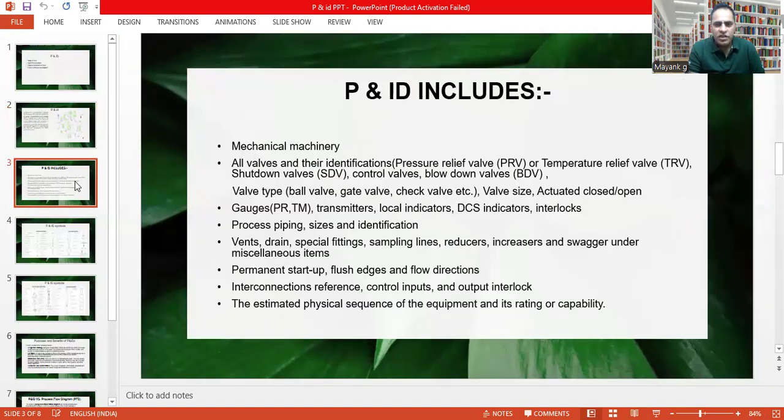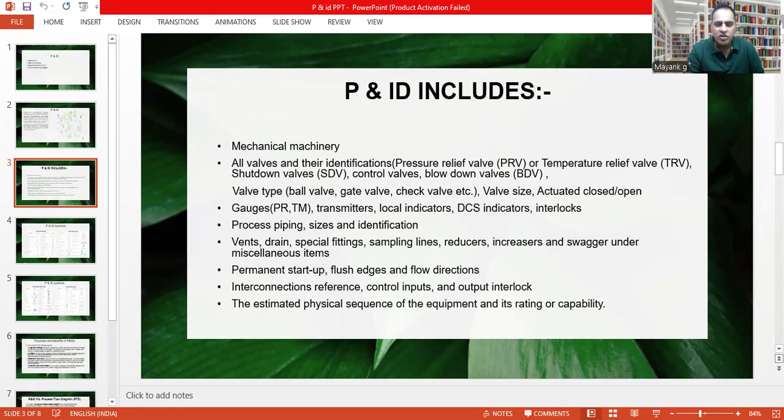So basically, what does the PNID include? PNID includes any mechanical machinery, valves. Valves are different kinds of valves, which are pressure relief valve, temperature relief valve, shutdown valves, control valves, blowdown valves. Then valves are ball valves, gate valves, check valves. And also it tells us about the valve sizing and whether these are actuated or manual valves. So these kinds of things are covered under PNID.